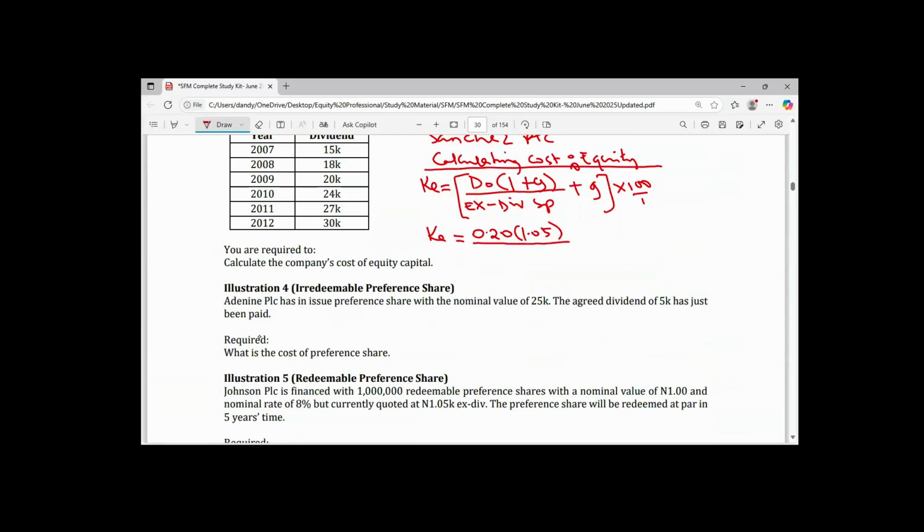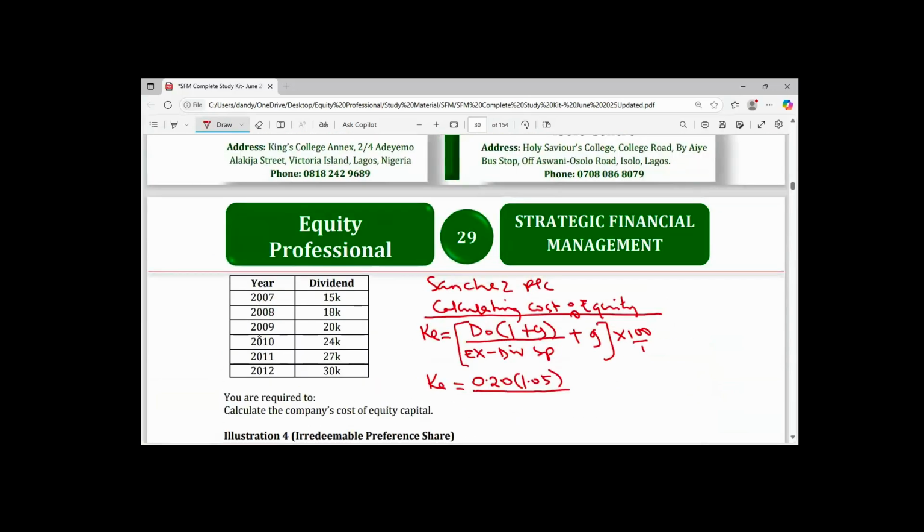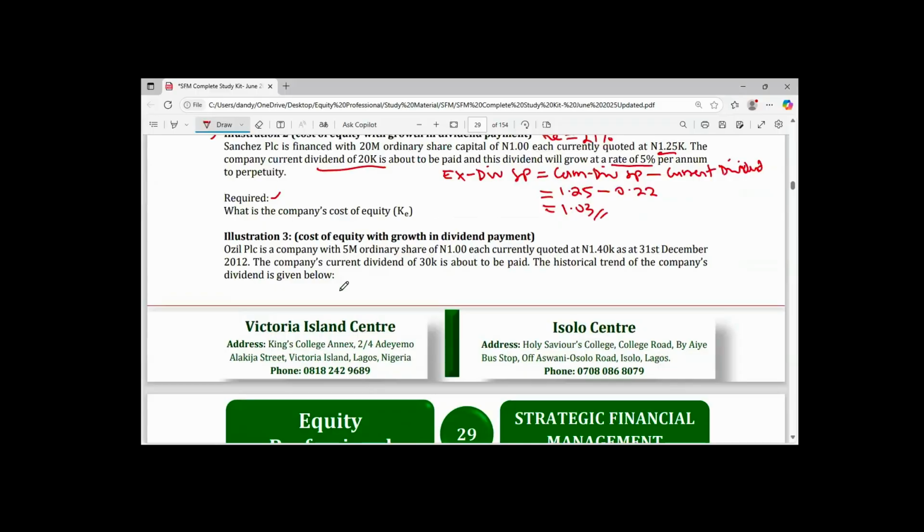Divided by the XDiv share price. Like I mentioned to you last week, I like to use XDiv share price as the denominator. I like to put XDiv so that it will call your attention to go and check from the question whether dividend has been paid or not. If I just put share price, there's likelihood that you may forget to check whether dividend has been paid or not. So let's move on.